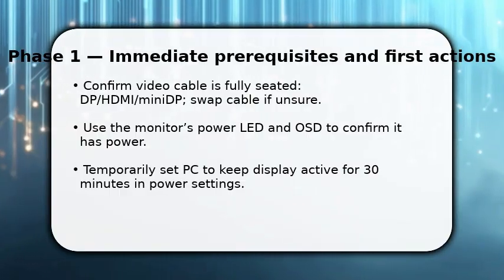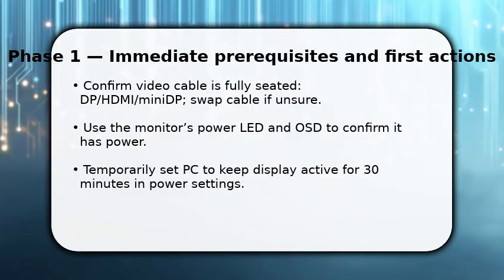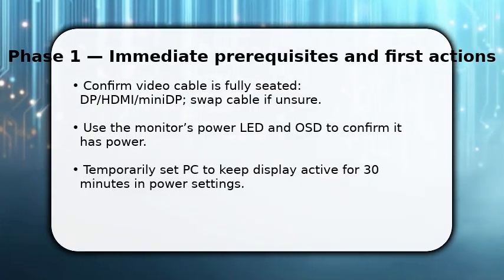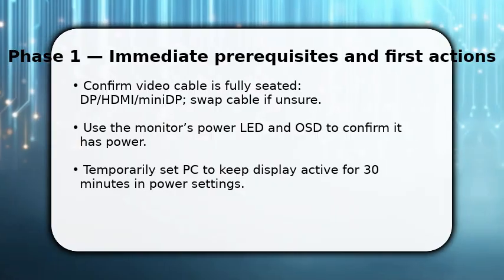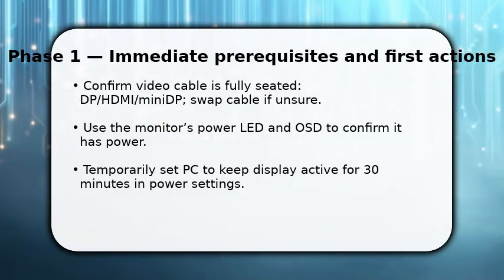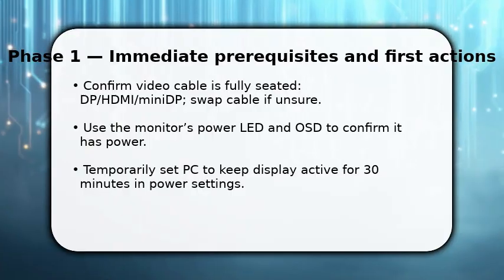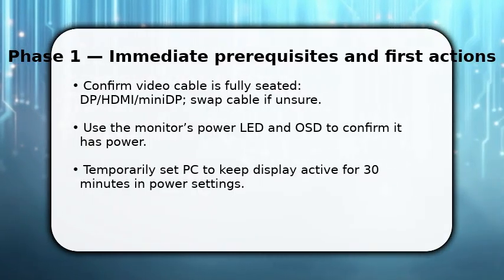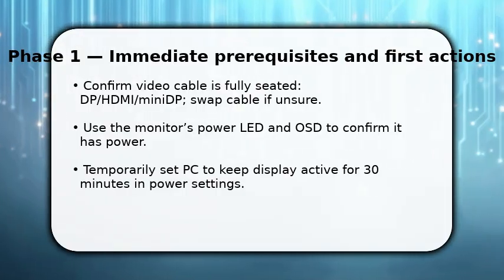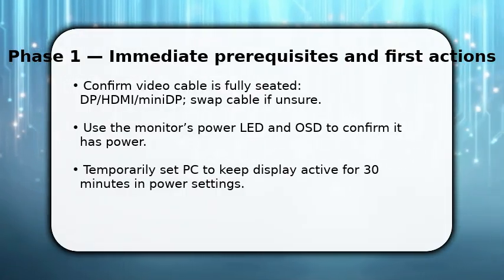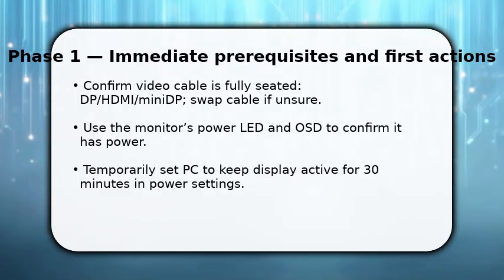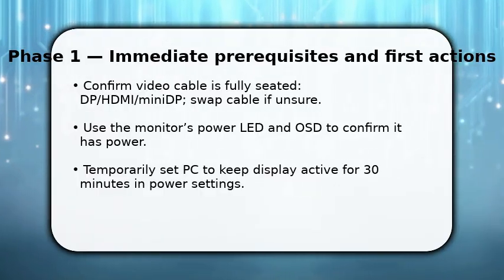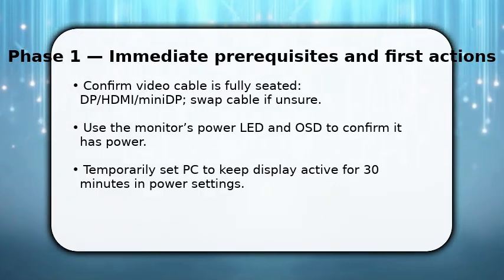You start by confirming the monitor actually receives a stable signal and power. First, shut the PC down, unplug and reset the DP or HDMI cable. Use a known good cable if possible. Once done, power the monitor and watch the LED and OSD appear. Next, in Windows or Mac OS, set display sleep to 30 minutes so the screen won't enter power save while you test. These steps remove simple signal or timeout issues.